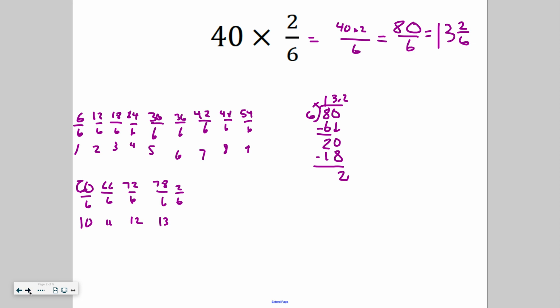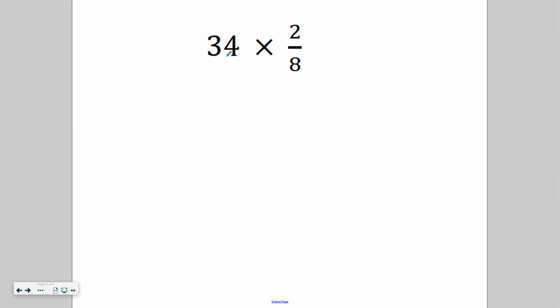So let's try one together. 34 times 2 eighths. So like I said before, this is the same thing as 34 times 2 over 8. So what would this equal? So first you have to multiply 34 times 2 and then represent it over 8. Well, if I were to multiply this using standard algorithm, 2 times 4 is 8 and 2 times 3 is 6. So hopefully you got 68 eighths because I keep my denominator.